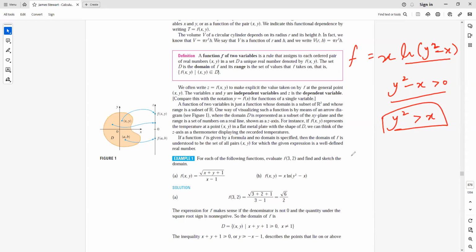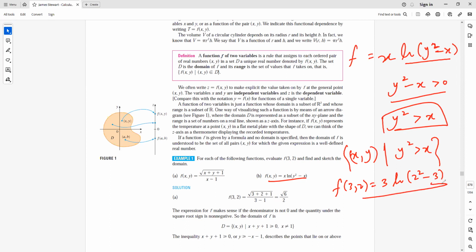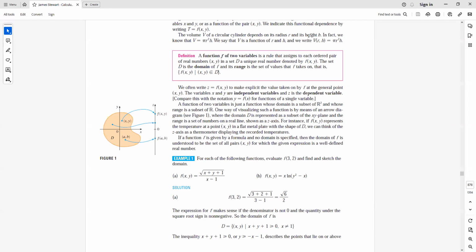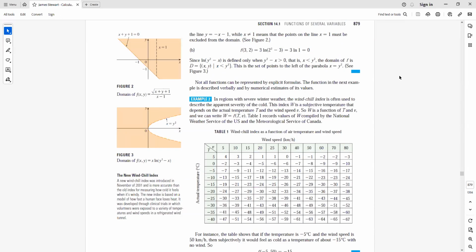So now the domain of this function will be (x, y) such that y squared is greater than x. So this is the domain of this function, right? And we can find the value at (3, 2) by just plugging in the values 3 for x and 2 for y, right? So this will be the value of this function at (3, 2). So we can find the domain of a multivariable function in a similar manner, right?